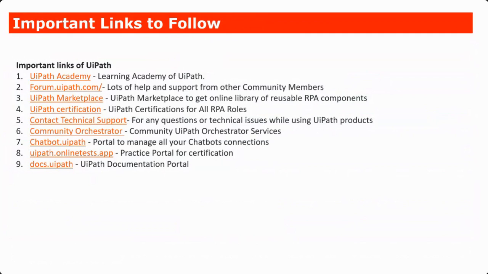Then there is a third link, which is UiPath Marketplace. I told you that a lot of organizations have built reusable components. So that's an online library, from where you can download a component that is built by some other organization to use in your automations. So that's UiPath Marketplace.